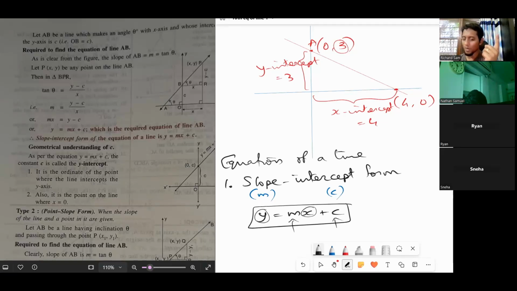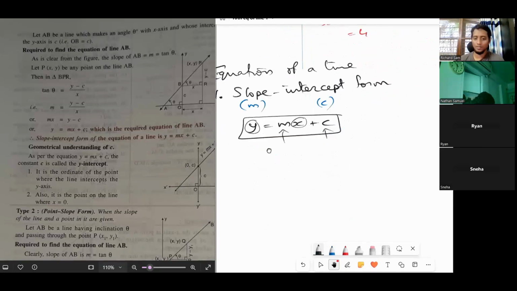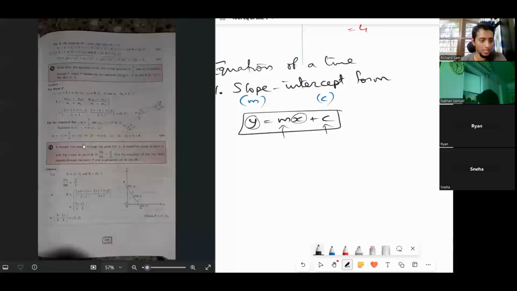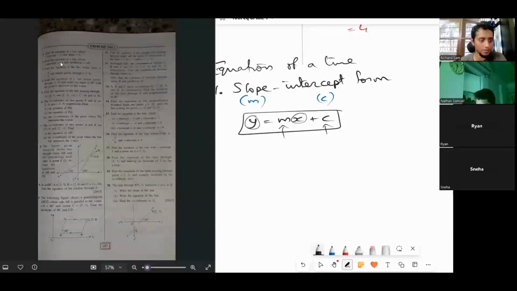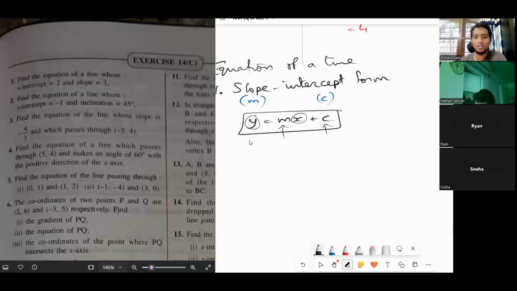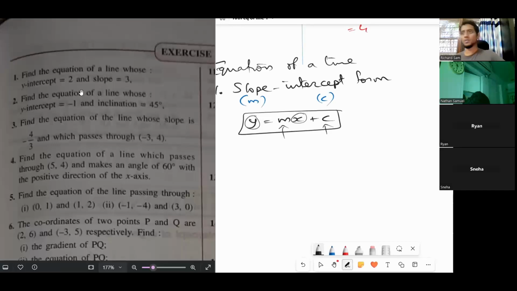So if you have the slope and the y-intercept of the line, you just put those two values in this formula and you will get the equation of a line. You understand? If you have m and you have c, substitute those two values in this form and you will get the equation of a line. Okay, so look at some of the questions that come using this. And if we don't have the values, then you can't use this form. Only if you have m and c can you use this form to find the equation of a line.